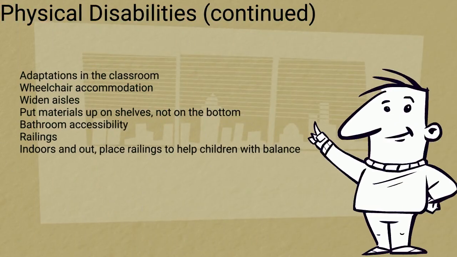Adaptations in the classroom. Wheelchair accommodation: widen aisles, and put materials up on shelves, not on the bottom. Bathroom accessibility. Railings, indoors and out. Place railings to help children with balance.